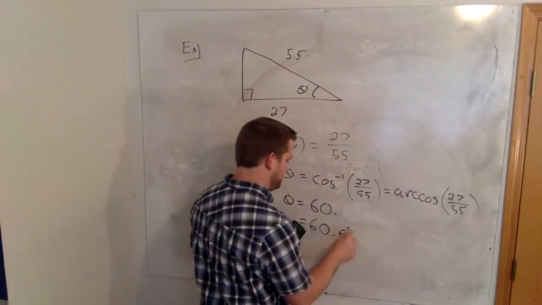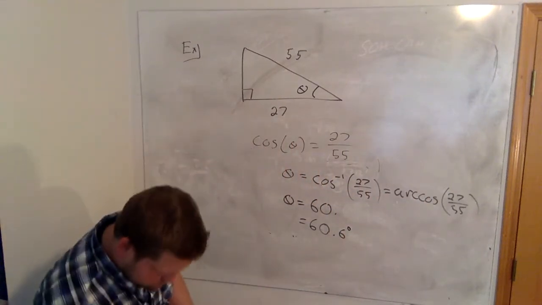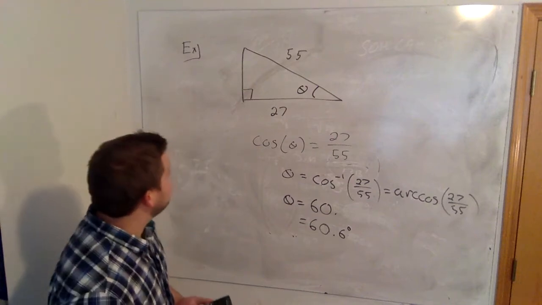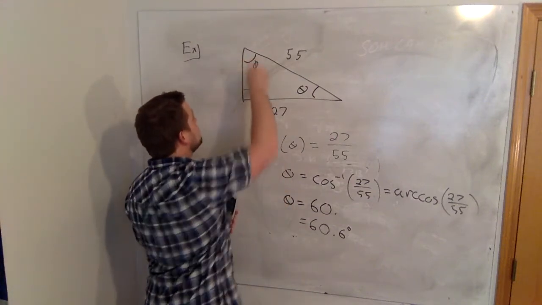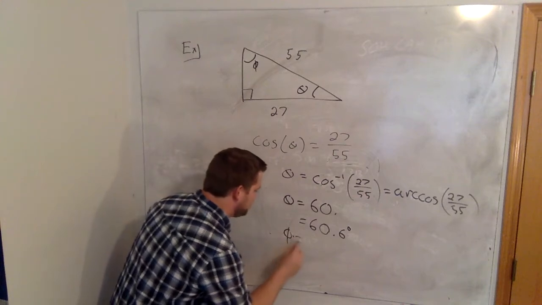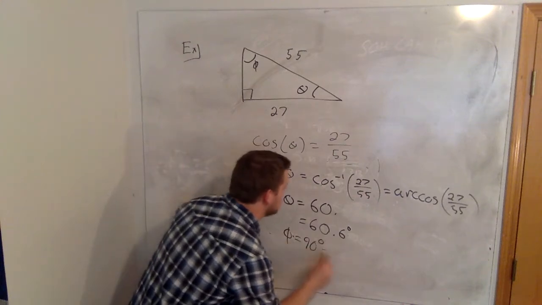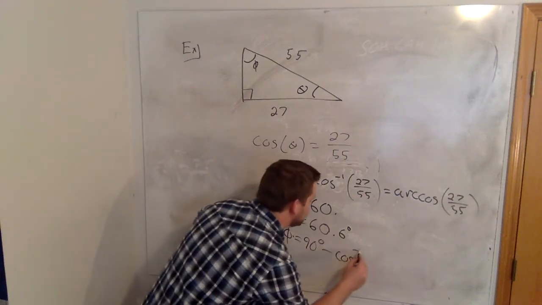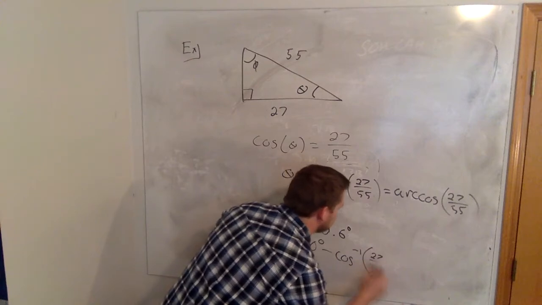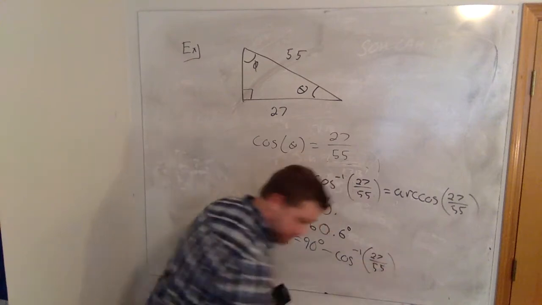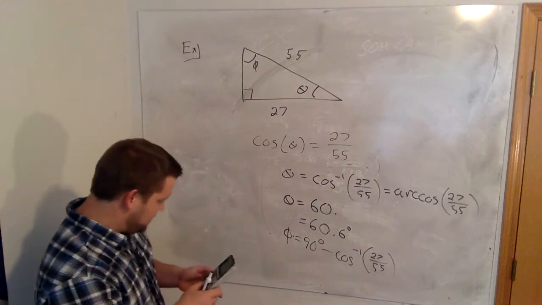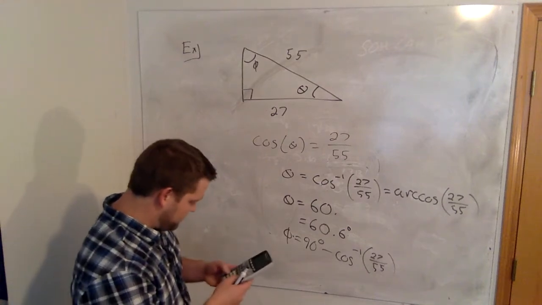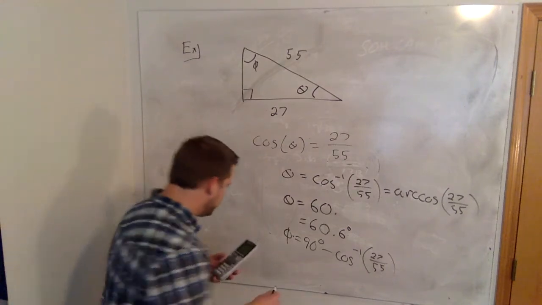Degrees, I'll erase those zeros. Let's go ahead and find the other angle. Find phi. So phi is going to be 90 degrees minus the cosine inverse of 27 over 55. Okay, let's see what we get. So 90 minus the cosine inverse of 27 divided by 55.